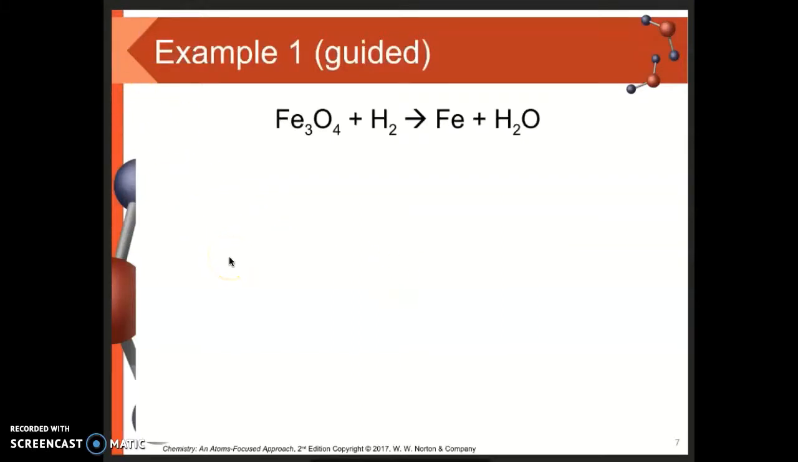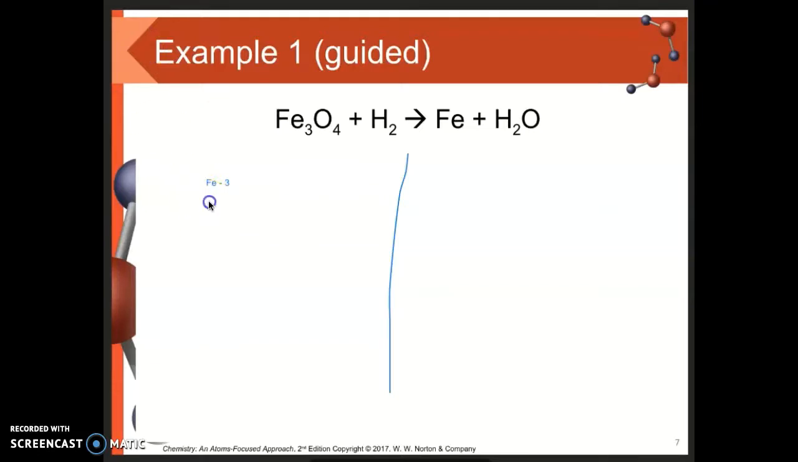So in this first example, we've got an iron oxide ore, iron 3,4 oxide, reacting with hydrogen to make iron and water. Now, this is an example of a single replacement reaction, but we can't use the clustering that we talked about in the previous slide because there are no polyatomic clusters in this. But what we can do is split it down the middle, and I've got iron, 3 of them.